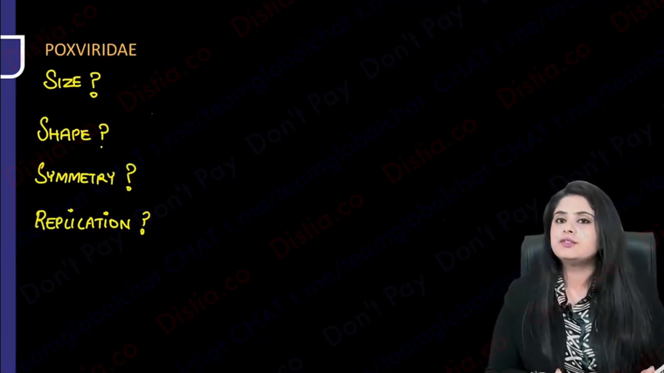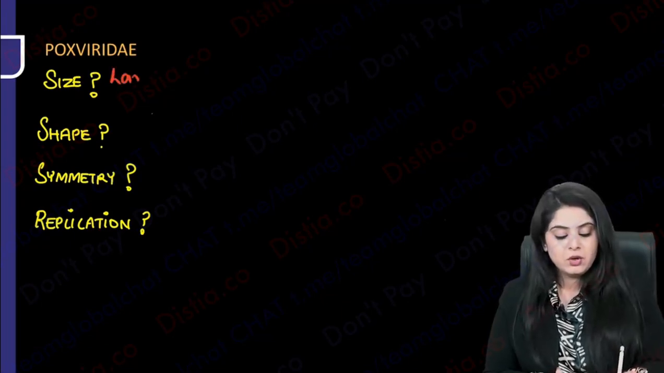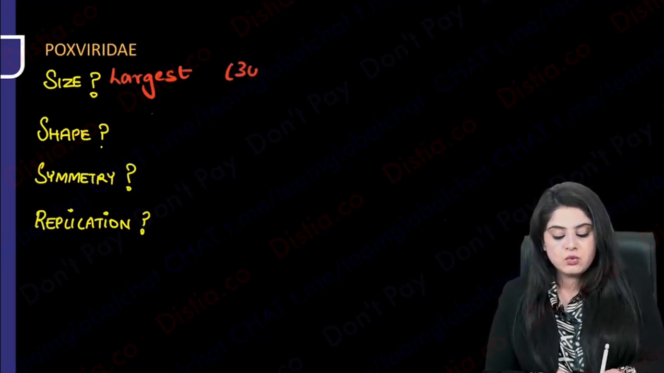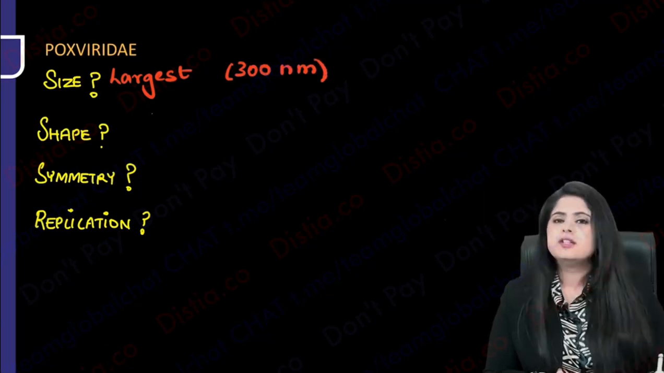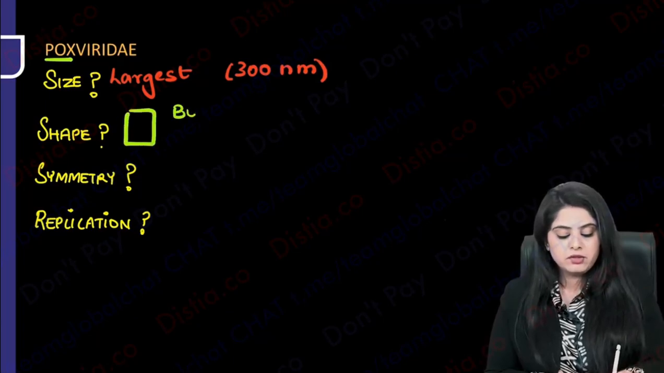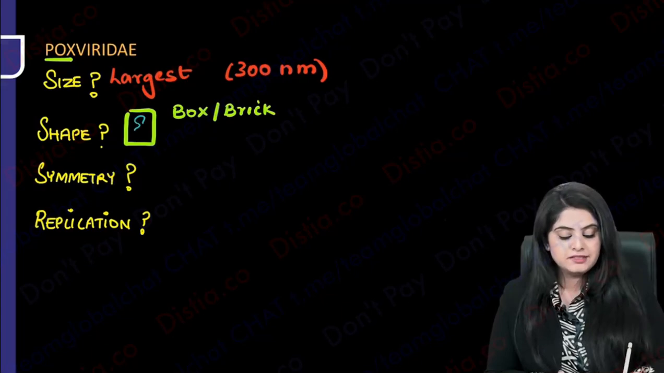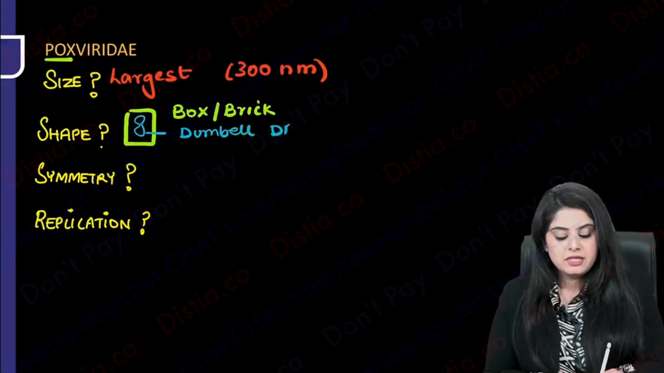These are the points which you guys already know about pox, so a very quick recap. What is the size? We all remember it's the largest that we have, measuring somewhere around 300 nanometers. Do you remember the shape? I gave you a mnemonic: pox is a box. It's going to look like a box or brick-shaped virus. And inside the brick, why is the brick so heavy and big in size? Because you have a dumbbell inside it. It has a dumbbell DNA core that is going to be present.